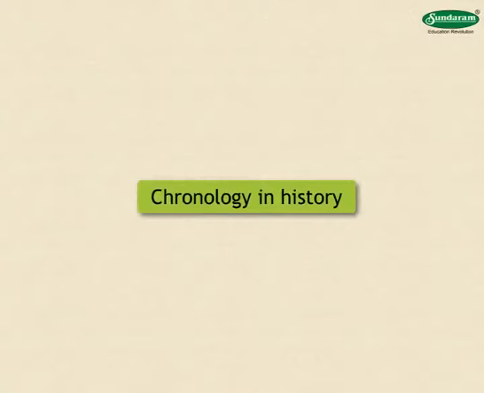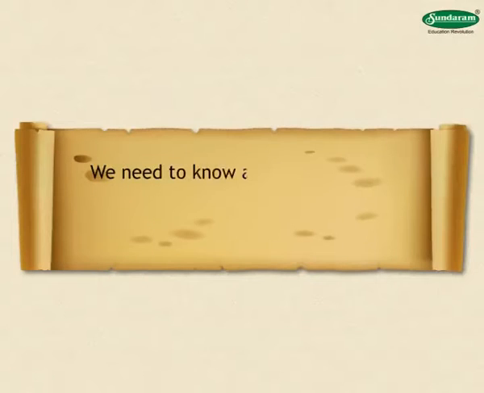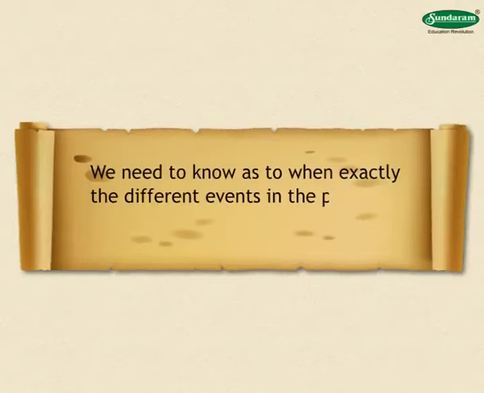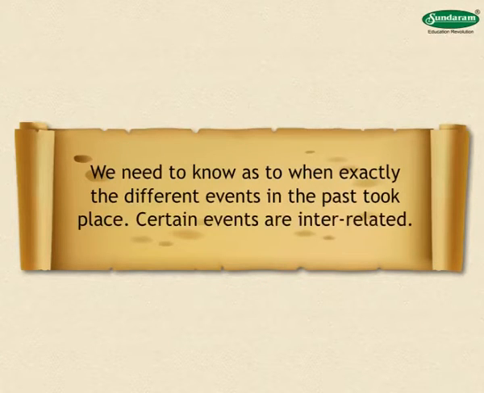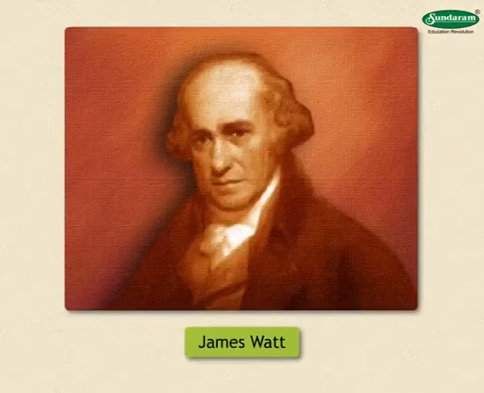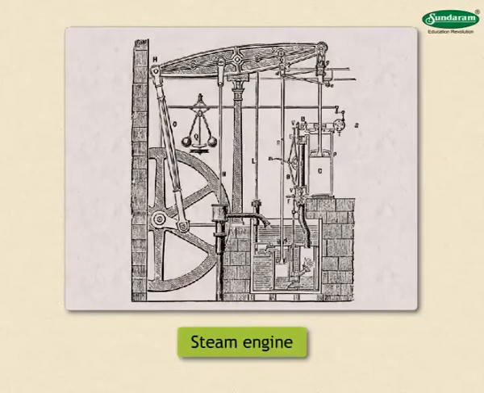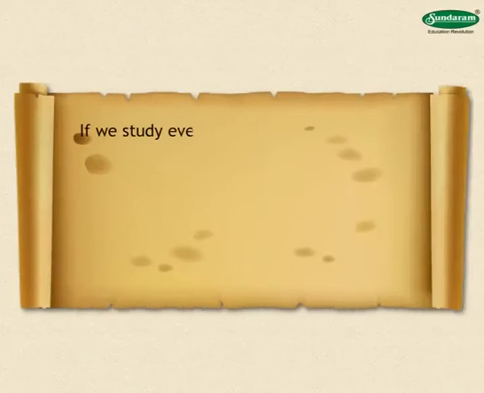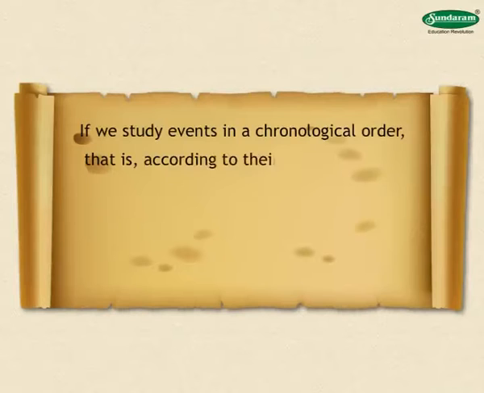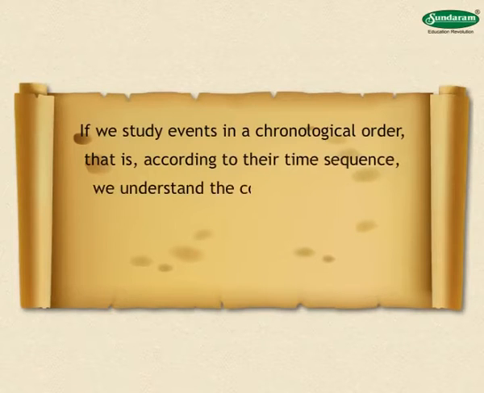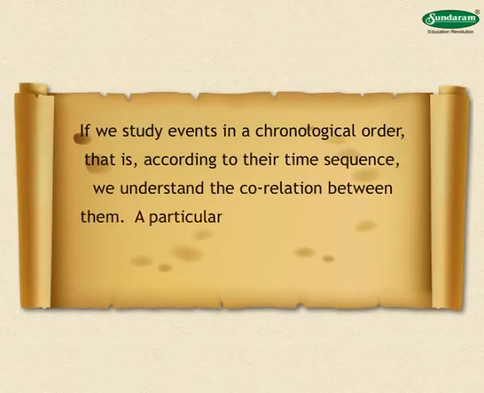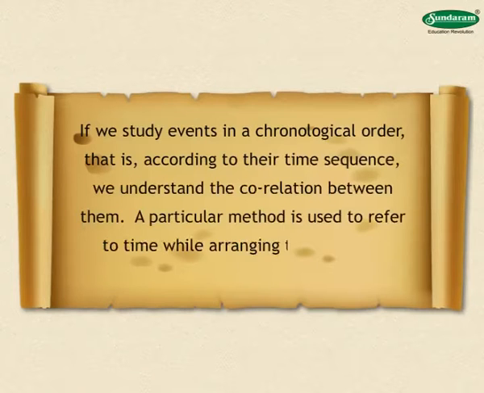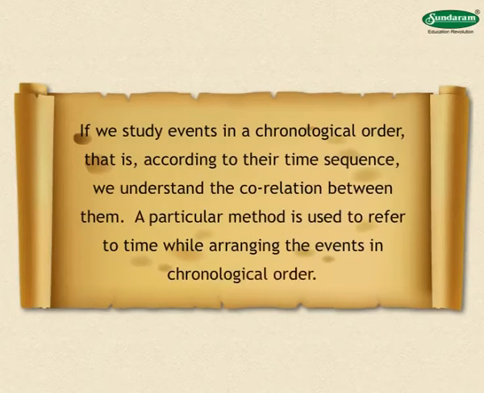Chronology in history. We need to know as to when exactly the different events in the past took place. Certain events are interrelated. For example, after James Watt improved the steam engine, such engines came to be used on a large scale. If we study events in a chronological order, that is, according to their time sequence, we understand the correlation between them. A particular method is used to refer to time while arranging the events in chronological order.